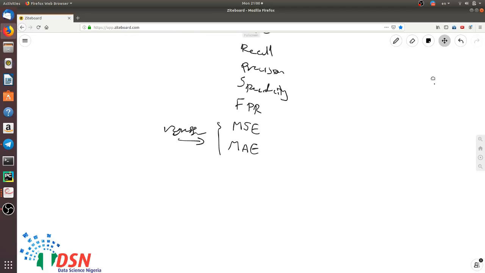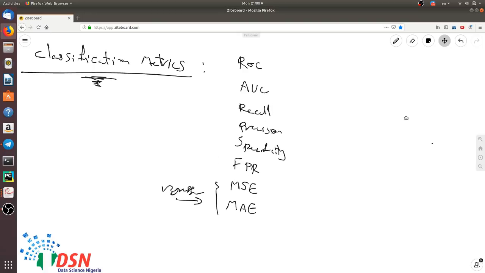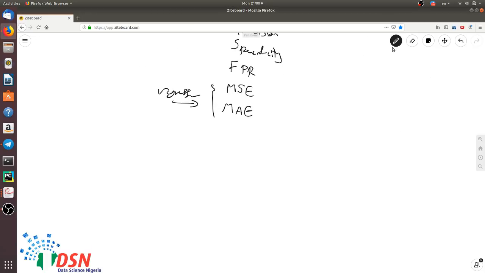Okay, and we will learn about this for binary classification. For multi-class problems, we just take a look at the confusion matrix to get how well our classifier performs.